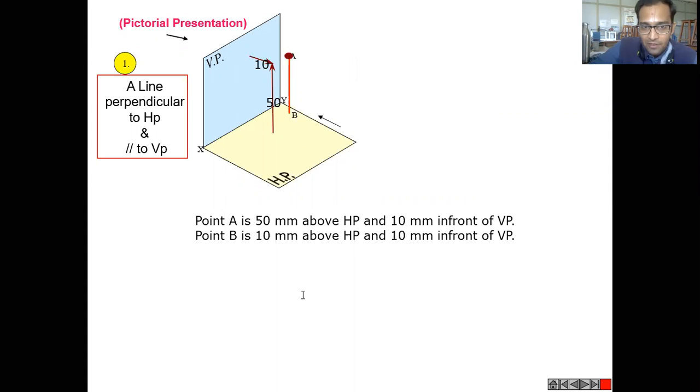What about point B? The location is given. Point B itself is 10 mm above HP and 10 mm in front of VP. What is the condition of point B? Point B is 10 mm above HP and 10 mm in front of VP. This is the position, 10 and 10. Okay, I hope you are able to understand this one.